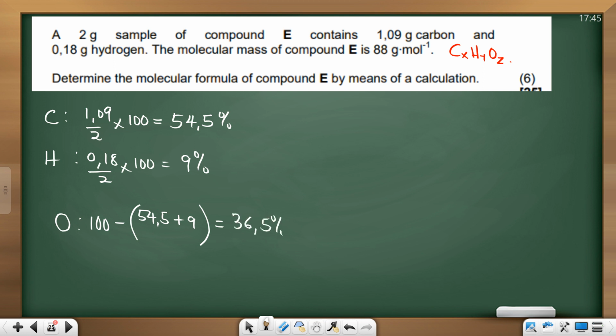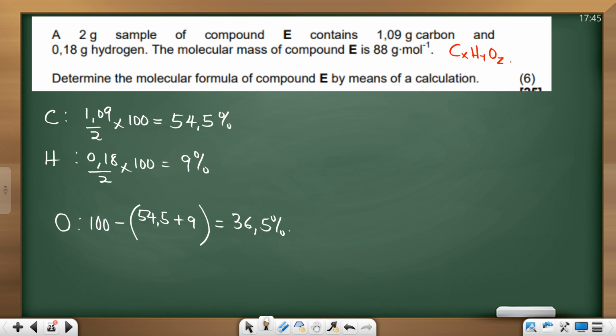36.5. Another way I could have gotten oxygen is this. If this whole thing is 2 grams, 1.09 is carbon, 0.18 is hydrogen. The rest would be oxygen. That makes sense in terms of mass. 2 minus 1.09 minus 0.18 gives me the mass of oxygen. What's your answer? 0.73, that's the mass. Can we convert it to percentage? 0.73 divided by 2 multiplied by 100. That should give us the same 36.5.